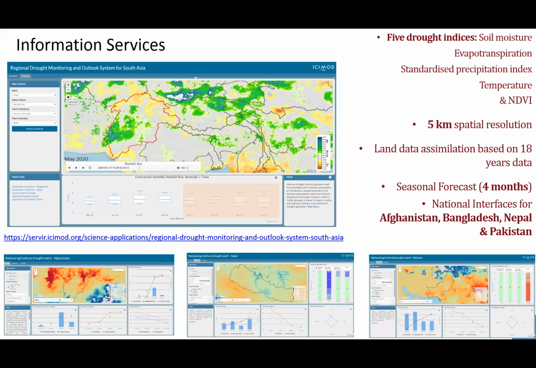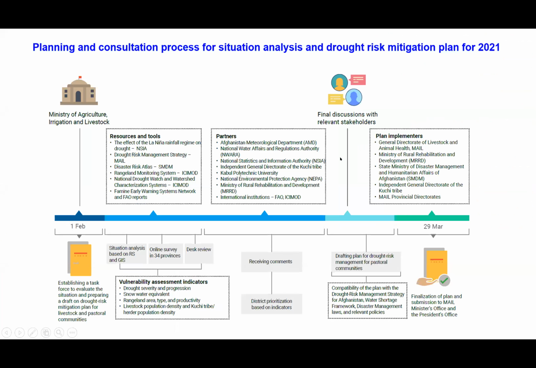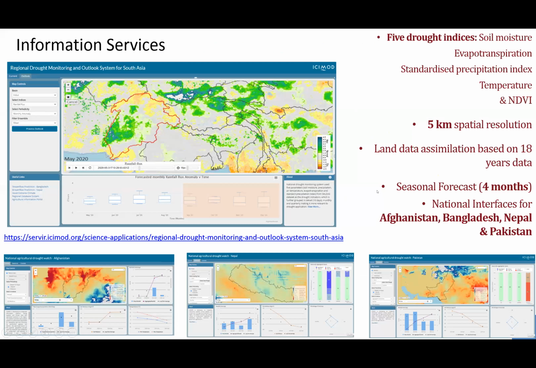Now, with the current system, we have an operational drought monitoring system which takes into account soil moisture, ET, SPI, temperature, and NDVI, and it is available at 5 km resolution. Good user interfaces have also been developed so that you can go to a particular district, and based on the agriculture mass in that district, it will give you the drought conditions and their impacts on agriculture. We also have a seasonal outlook in the system.